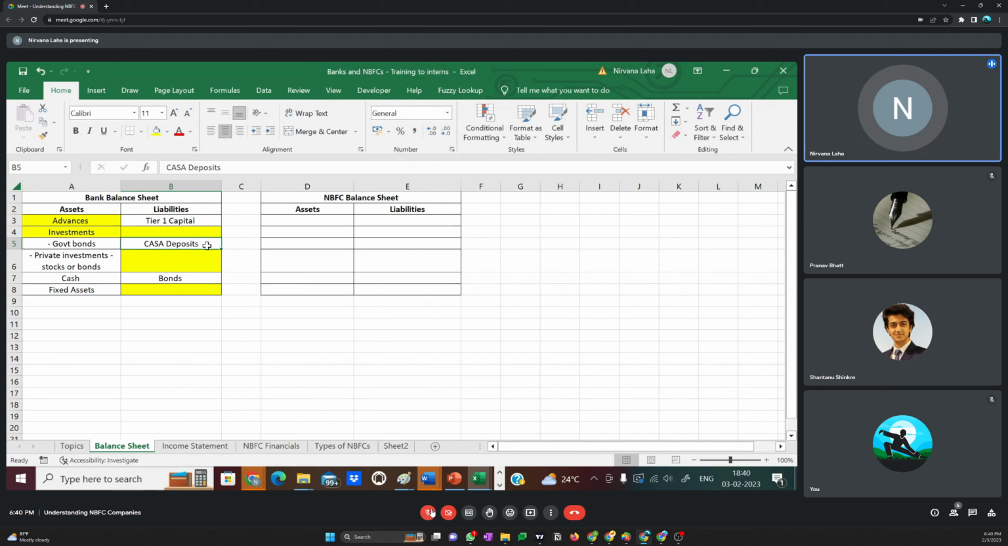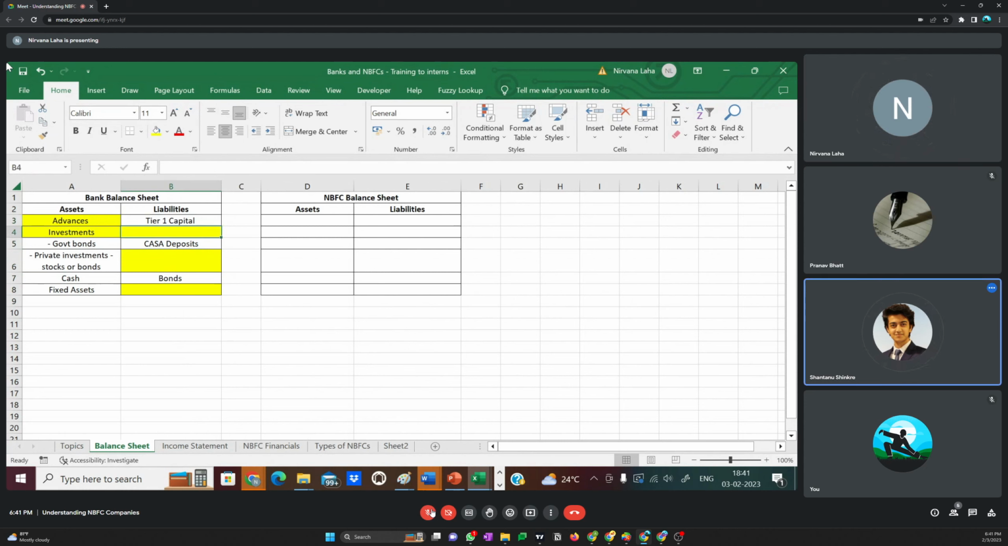Is CASA deposit a borrowing? Yeah, it is absolutely right. CASA deposit is already a borrowing. So borrowing is a very general answer. I'm looking for something more specific. Bonds is also a borrowing. When a bank releases its own bonds, it is borrowing against those bonds. So borrowing is the general answer, and I'm looking for one more specific item.